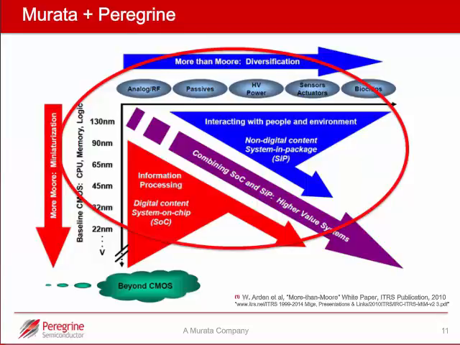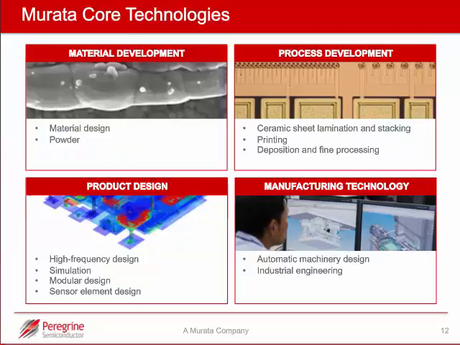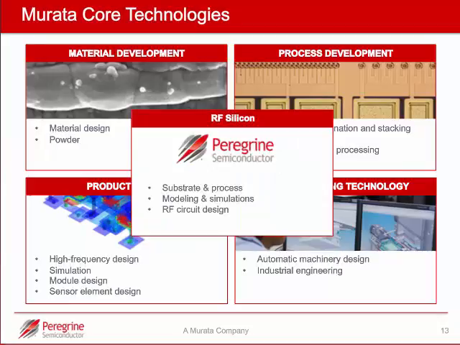Now moving into some of the core things that Murata brings, just going to have two slides on this. They bring a very strong material development and process development to the table, and they also have been working quite a bit in high-frequency design simulation, and they bring a module capability to the table, and then a very strong manufacturing volume as well as manufacturing engineering capability to the table as well. So bringing into that is the IC capability that Peregrine has, where it's very much substrate focused, process focused, and then the supporting modeling and simulation capability and focused on RF circuit design.